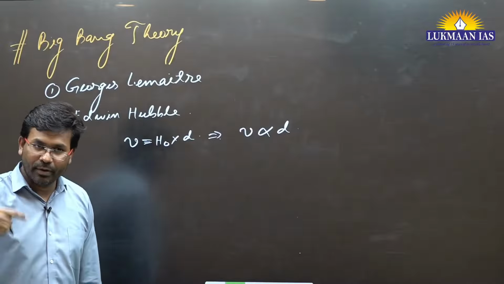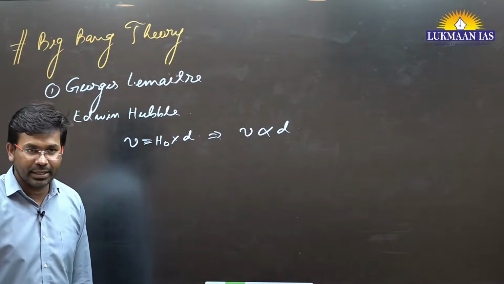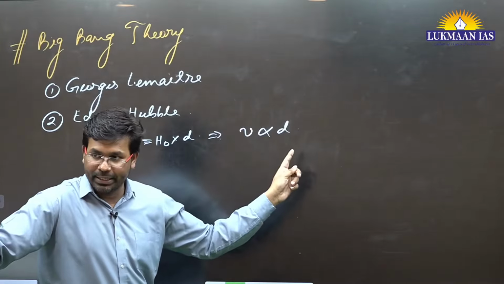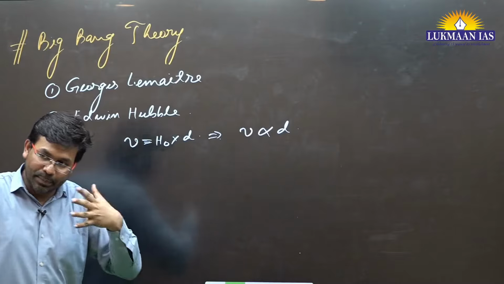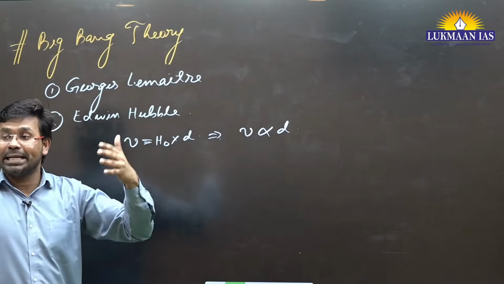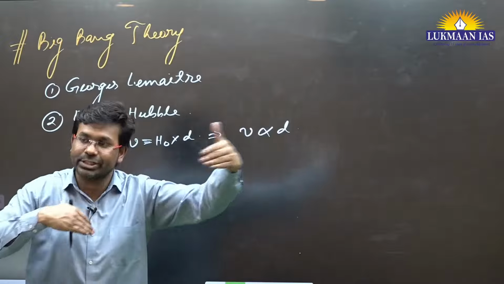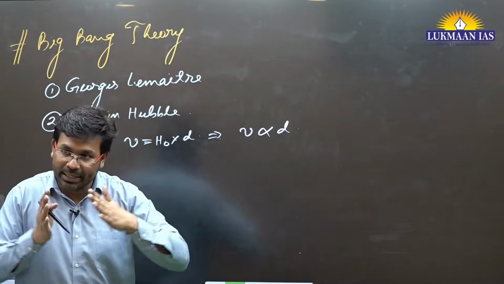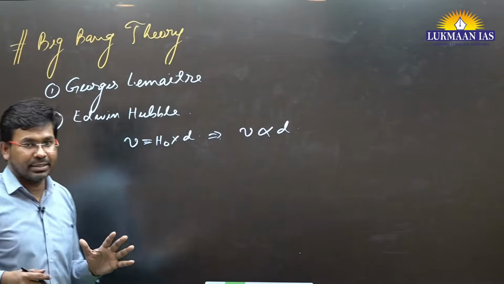Those people who are from a science or mathematics background, who have studied a little bit, will be able to appreciate that V is proportional to D. It means if the distance between us and the galaxy is more, the velocity of the galaxy will be more, like recessionary velocity. If they are close, the velocity will also be low, but anyhow they are moving away from us.